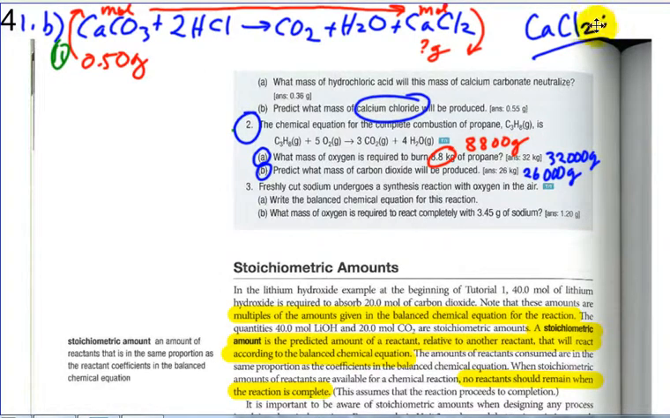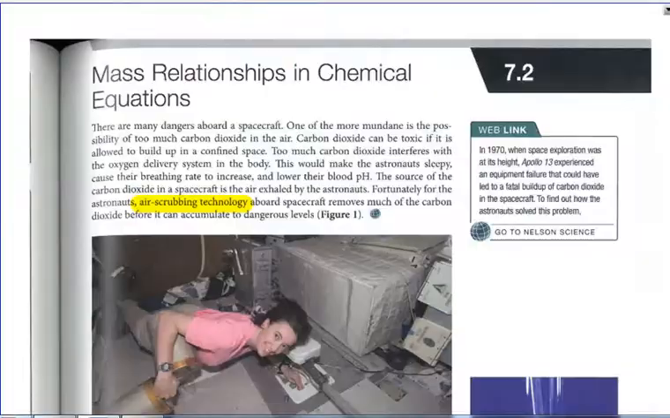Welcome back, Physical Science 20. This is part 2 of the 7.2 section, Mass Relationships and Chemical Equations.